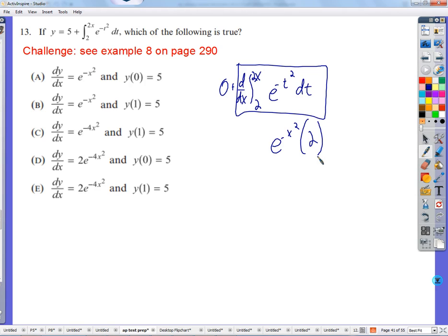It says, see example 8 on page 290, so if you do have your book and you look at page 290, look at example 8. Actually, I have it here, so I'll open that up.